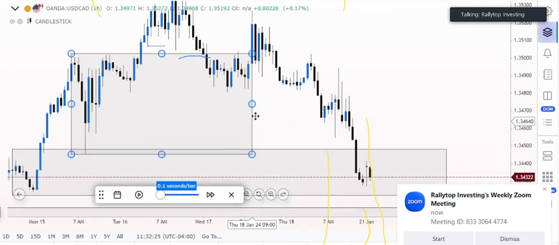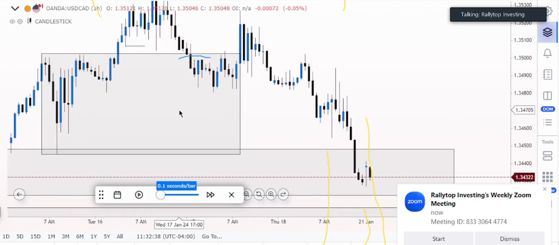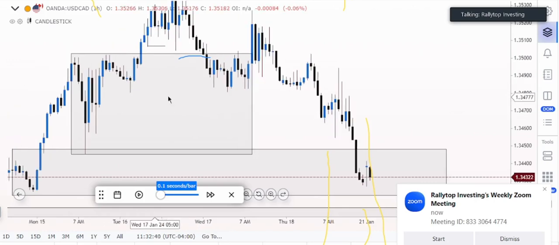It took out this first order flow. It failed. But this first order flow was a valid area of interest. It was a valid area of interest. If you go to your lower time frame, you can refine this order flow. All right? You can refine it.